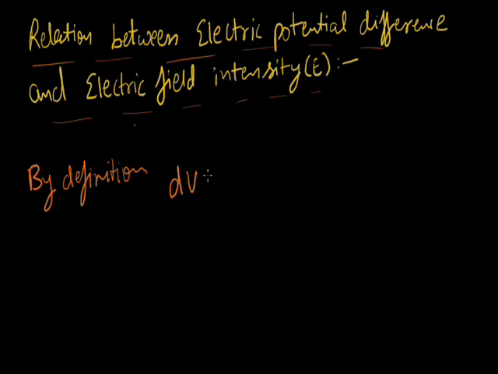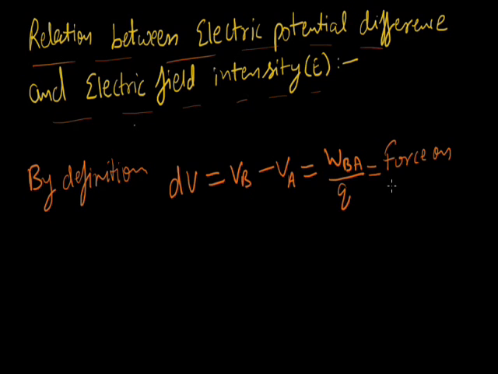the potential difference will be equal to, let's say, VB minus VA, where VB is the potential at point B and VA is the potential at point A. That will be equal to the work done in bringing a positive charge from B to A divided by the magnitude of the charge, and this will be equal to the force on unit charge into dr. From this we can write dV equal to minus E into dr.